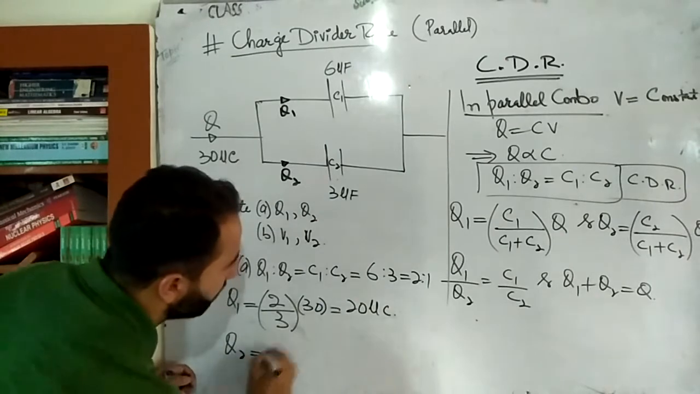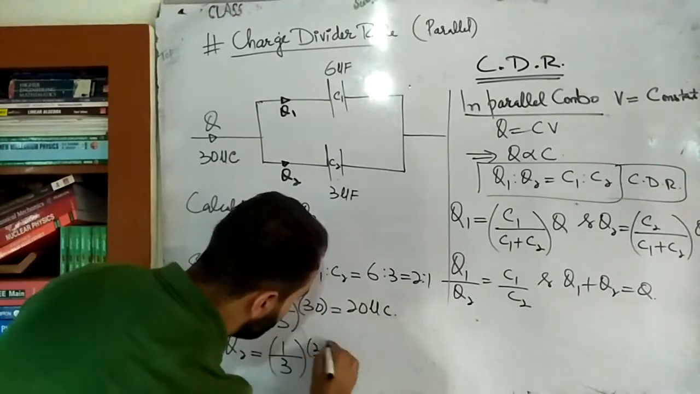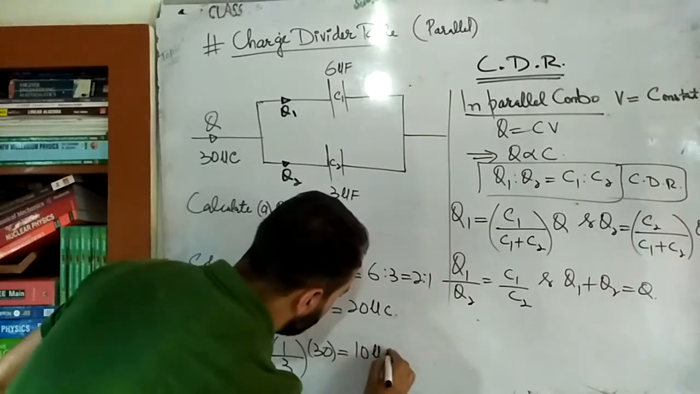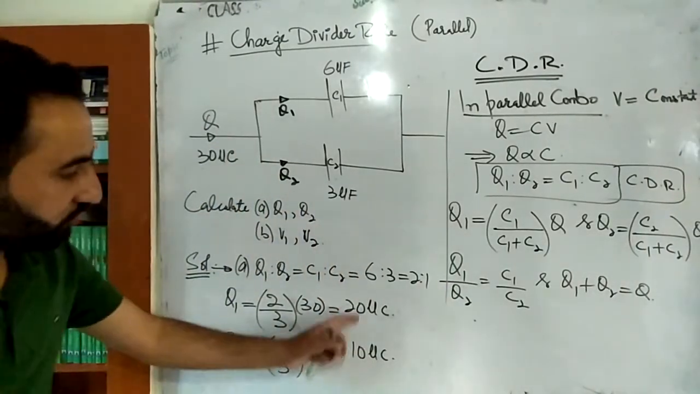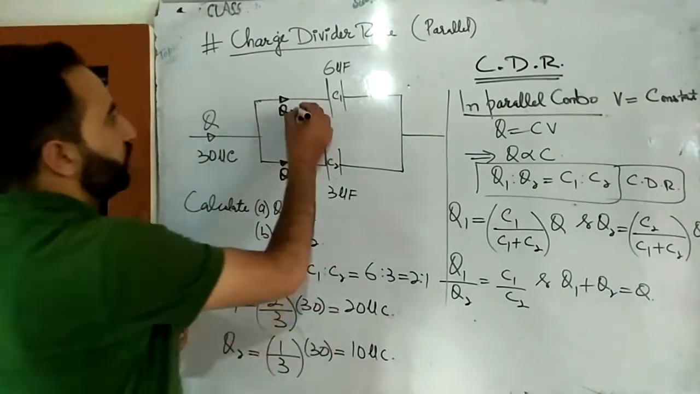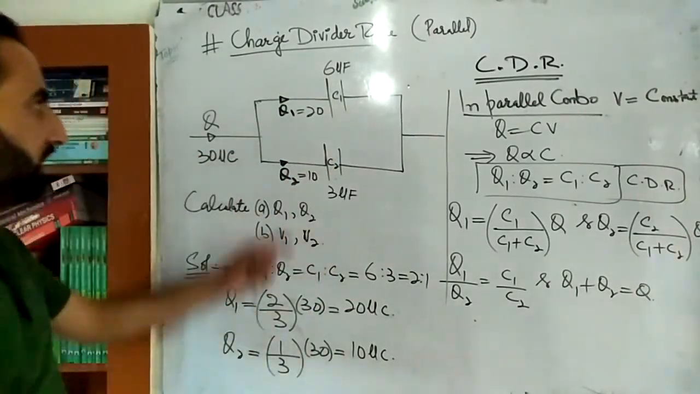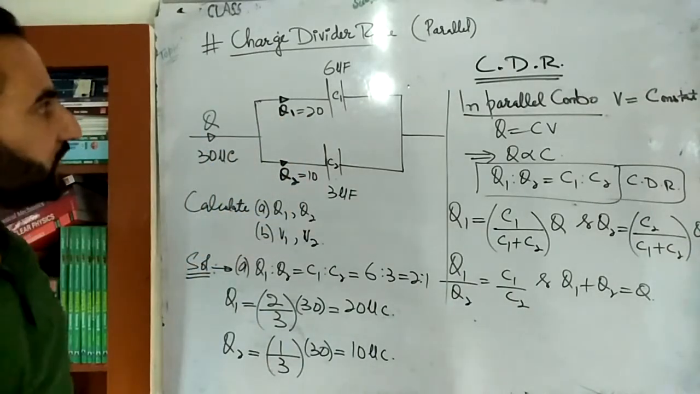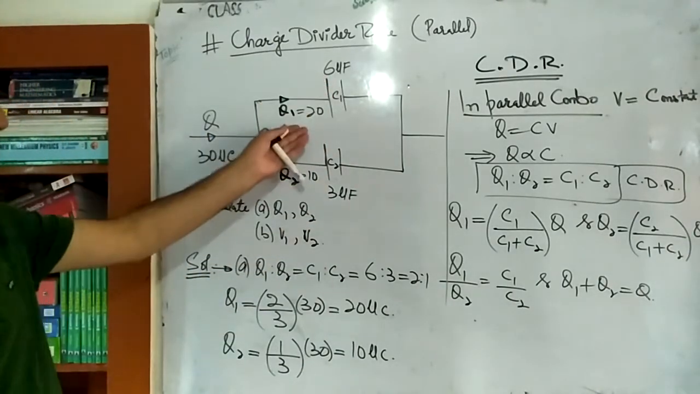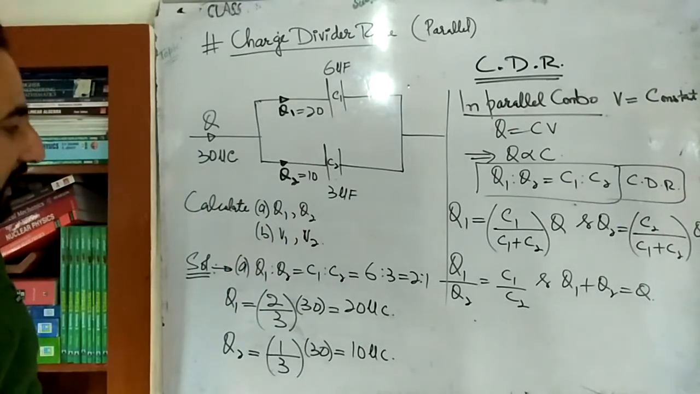And to calculate Q2, its factor is 1 divided by 3, multiplied by the net charge 30, which is equal to 10 microcoulomb. So 10 plus 20 is 30. This is charge conservation: more capacitance, more charge; less capacitance, less charge. Did you understand?